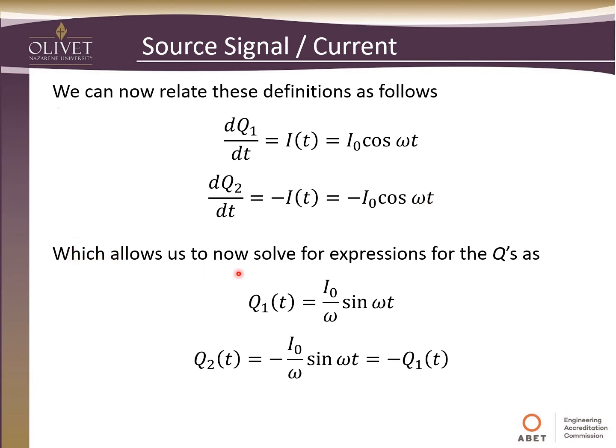So from this, we can just do the simple integration here and derive expressions for our charge Q1 of t and Q2 of t. And as we expect, just doing simple calculus, this will be our magnitude current divided by the frequency, sine omega t, and then the negative of that for Q2 of t. One thing to note here is that as we increase the frequency, our amplitude will decrease. That's something you do have to deal with a little bit if you get into antenna theory.